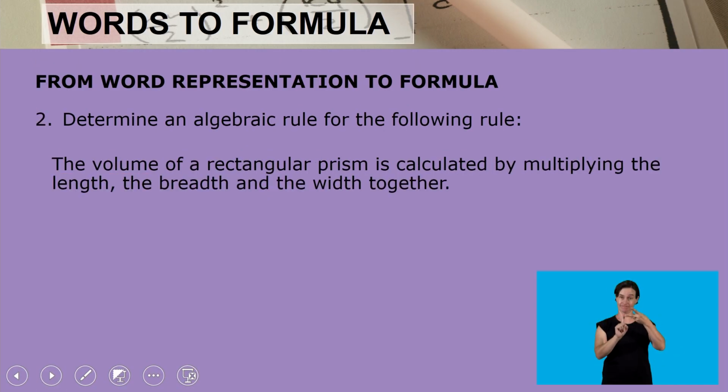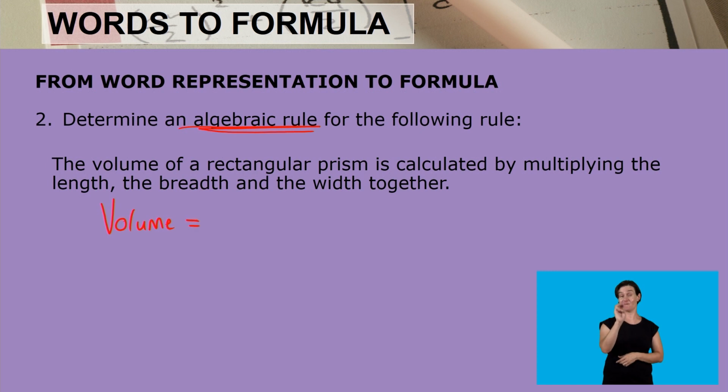It says there, the volume of a rectangular prism is calculated by multiplying the length, the breadth, and the width together. So again, we are supposed to determine an algebraic rule for the statement that has been given to us there. So if we write it down here, we are saying that the volume is calculated by multiplying the length. So that means we are going to multiply the length with the breadth, and that is going to be multiplied with the width.